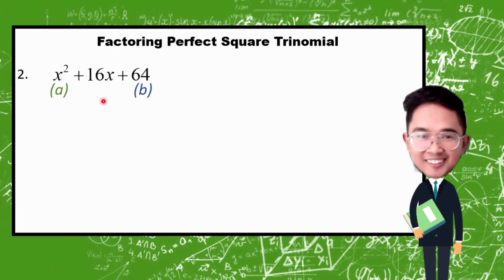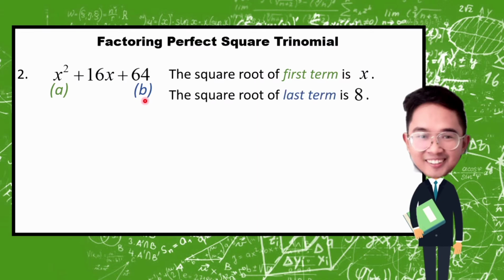X squared plus 16x plus 64. Your first term here is x squared and your last term here is 64. What are we going to do with the first term and last term? Perfect! You are going to get the square root of the first term and last term. Now, what is the square root of x squared? Great! The square root of the first term is x. How about the square root of 64? The square root of the last term is 8.